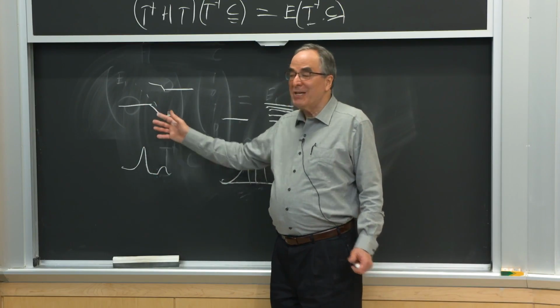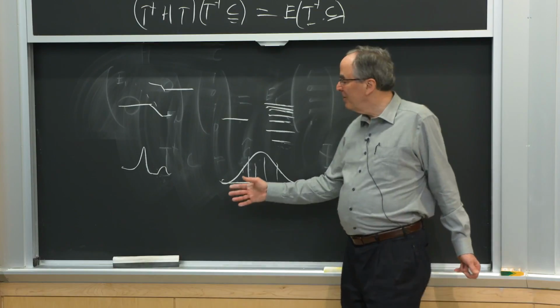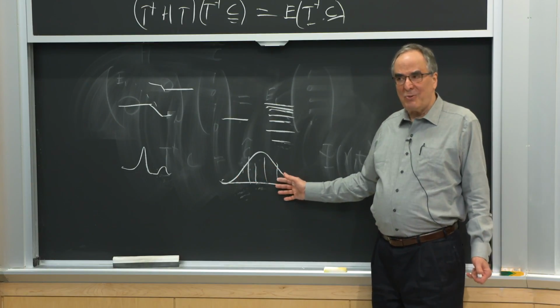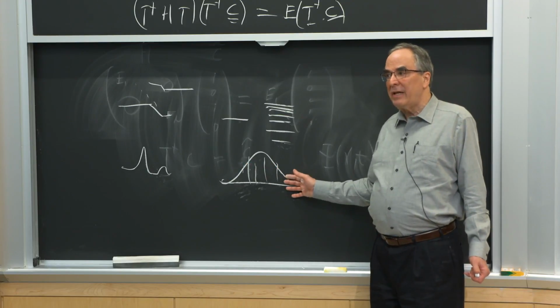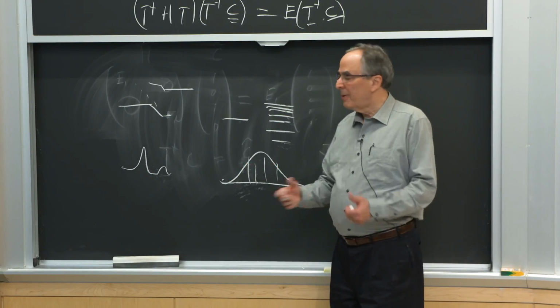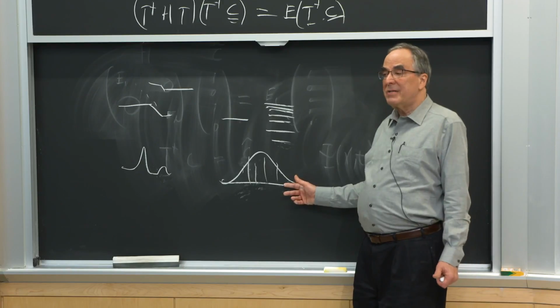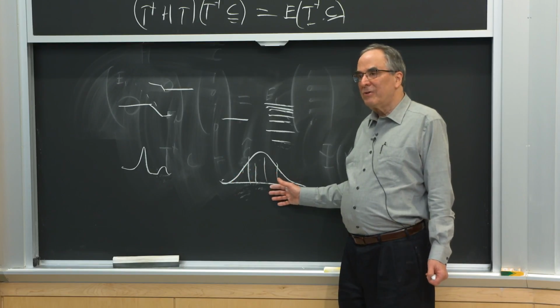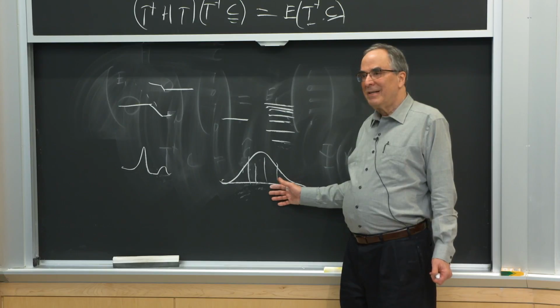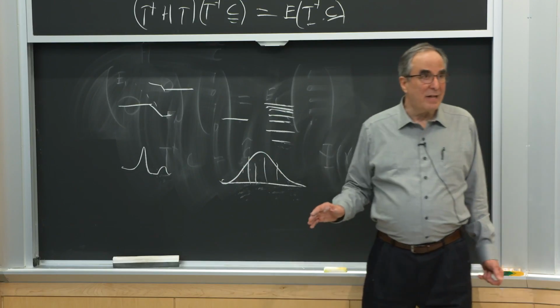Now, I like these because they really give you a lot of information. You can get the information you want from this because the width of this is related to the number of dark states and their average coupling matrix element. That's called Fermi's golden rule. We'll talk about that later.